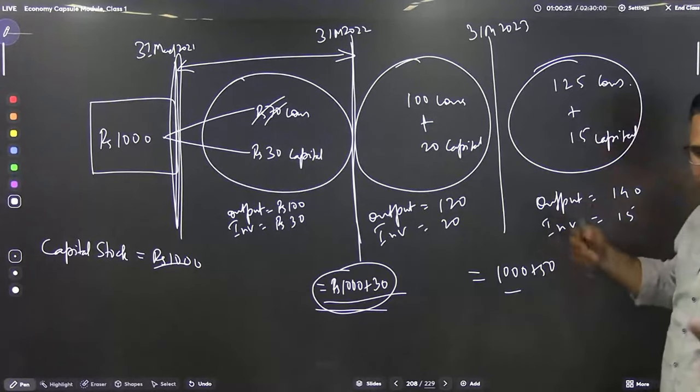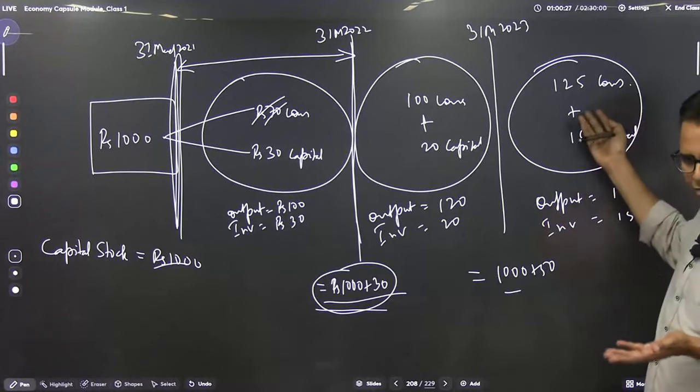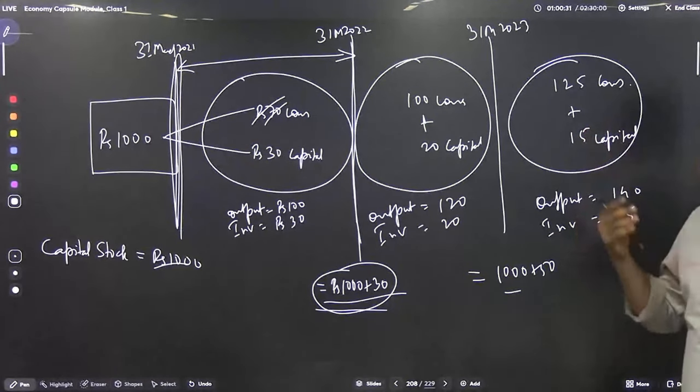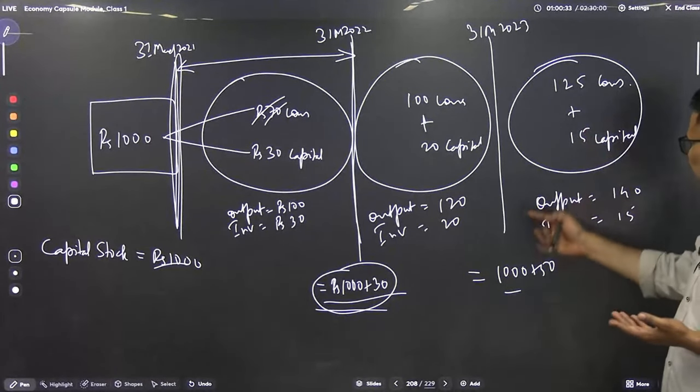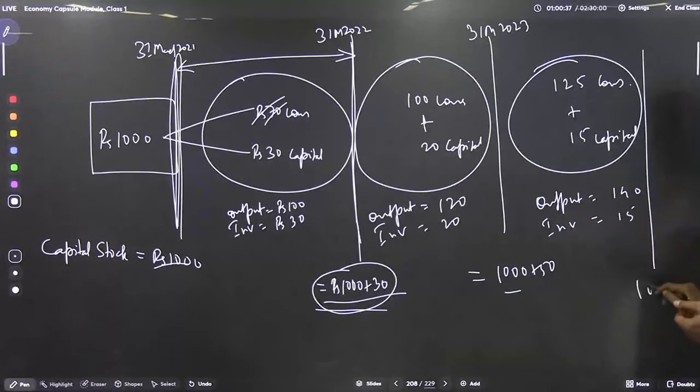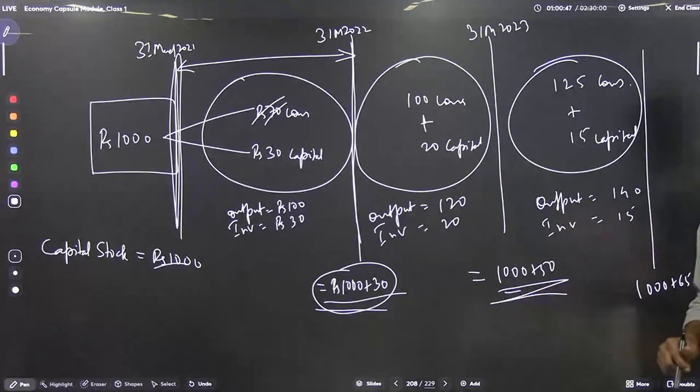Yes, we can change it. I wanted to show that investment is declining. I was just showing you an example that even if investment is declining, your capital stock is increasing. Even if it is declining, your capital stock is increasing, and since capital stock is increasing, your output will increase.